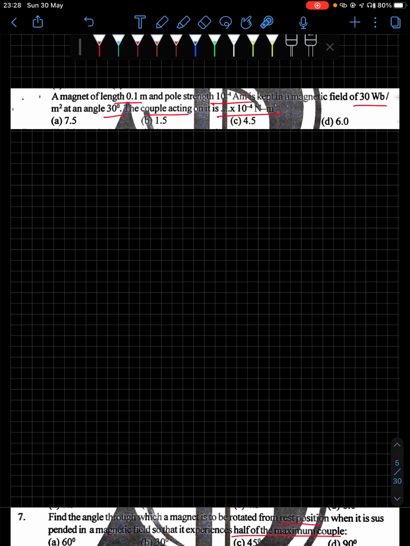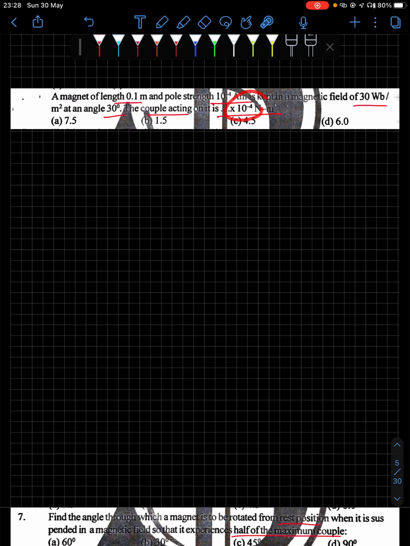So your question is, you have a magnet of magnetic length 0.1 meter and the pole strength is given 10 to the power minus 4 ampere meter. Now you put this in a magnetic field of strength 30 Weber per meter square, which is also 30 Tesla, at an angle 30 degree. The magnet is lying at an angle 30 degree with the magnetic field. What is the couple acting on the dipole?